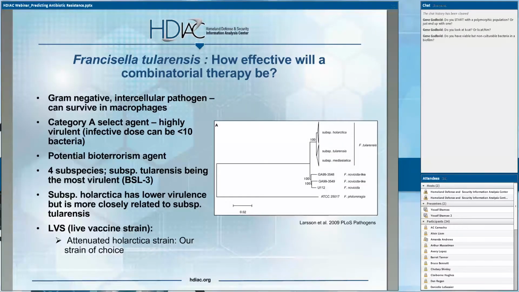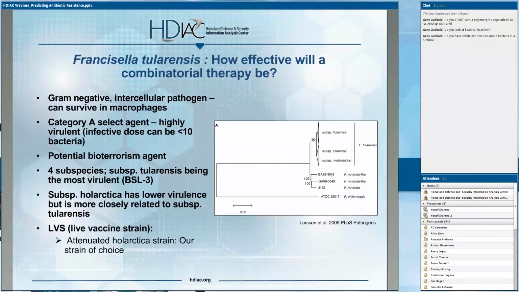Now, the last story is one which I think is particularly relevant to the defense mission, which is thinking a little bit about Francisella. I think in this particular audience, a lot of you know about Francisella, and you know a fair bit about it. It's a select agent. It's a potential bioterrorism agent. And we don't have a BSL-3 laboratory, so we don't work with the actual tularensis strain. We work with the live vaccine strain, Holarctica.